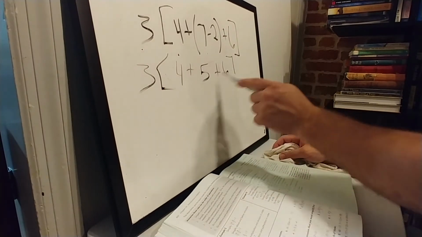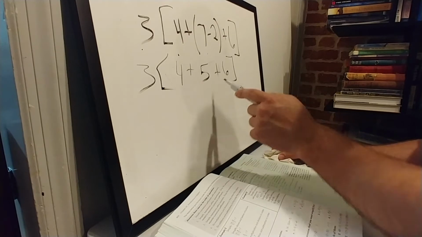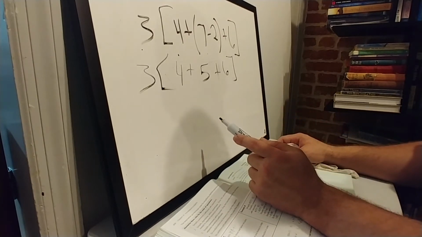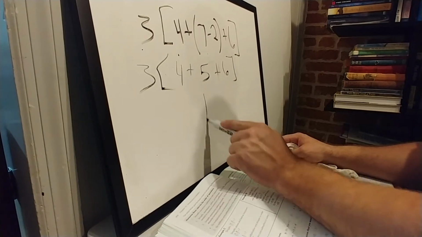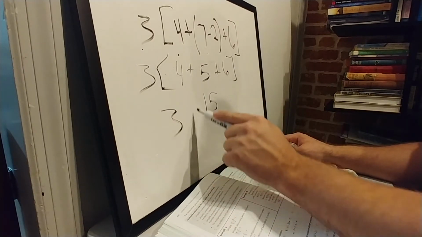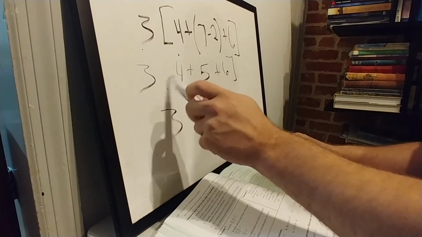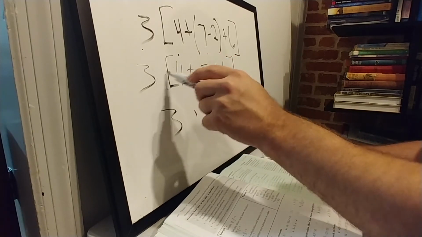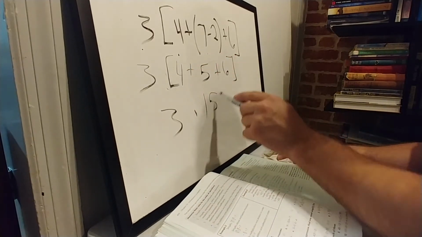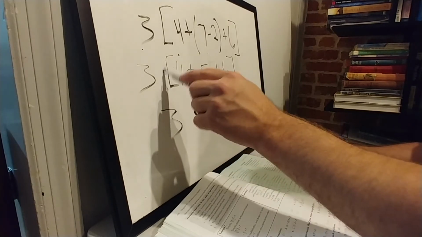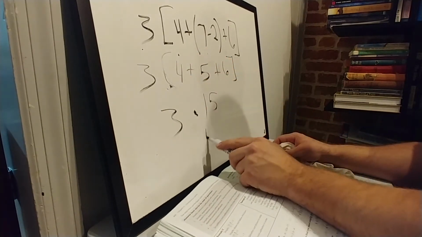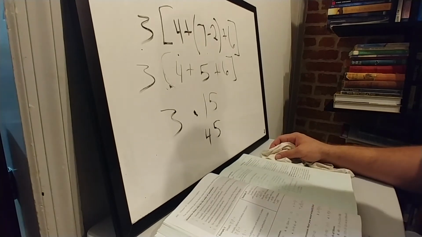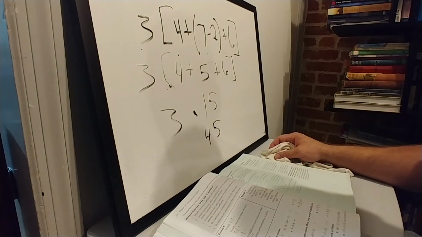All right, so now inside here we have to do this. It would be 4 plus 5 plus 6, which is 15. All right, and you get rid of your brackets. And since that means multiplication right there, we got 3 times 15, which is 45. Make sure that's the right answer.